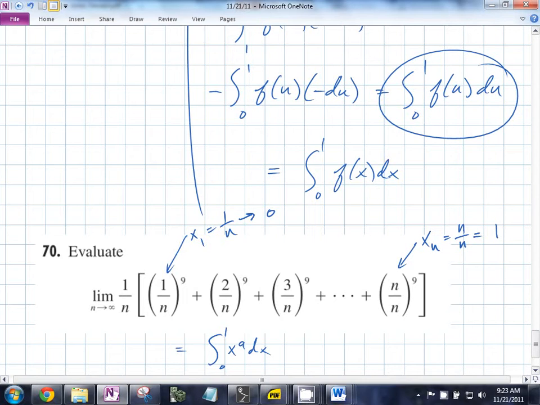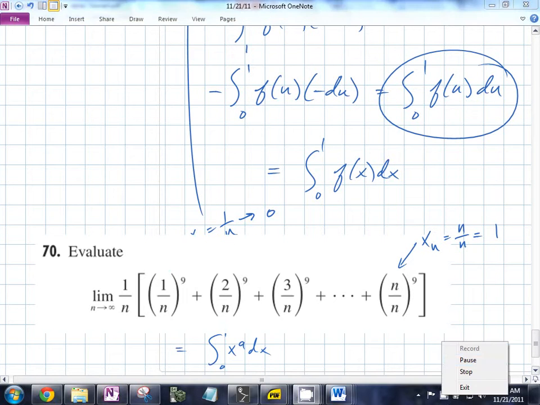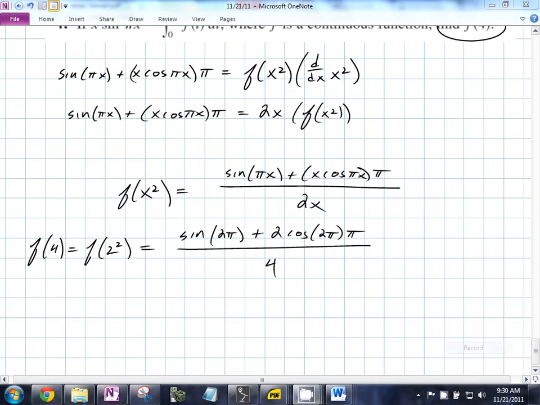What's sine of 2 pi? What's cosine of 2 pi? What do you end up with? All done. All done. What did we apply here? This is a little tricky.